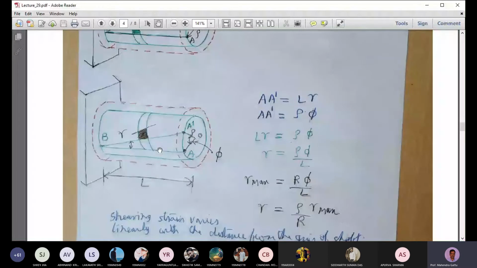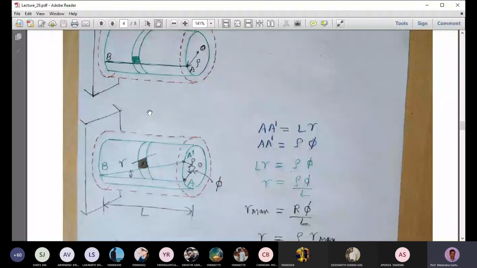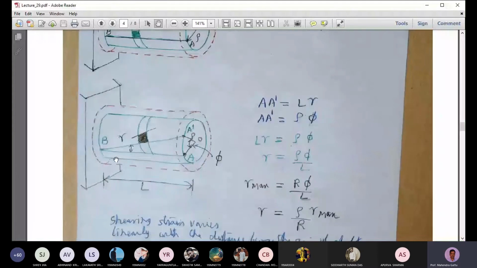The shaded area shown here will become a rhombus. That means initially it is like a square, and under the action of the twisting, it will become a rhombus. The angle between any two lines will change, but the actual length of the line will not change. So it will become a rhombus, and actually there is a shear being produced there.